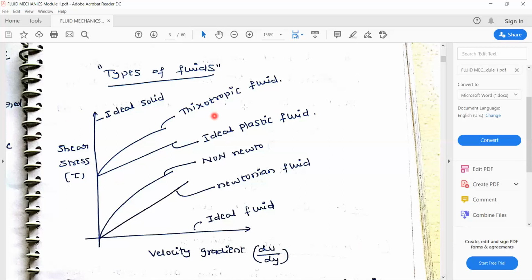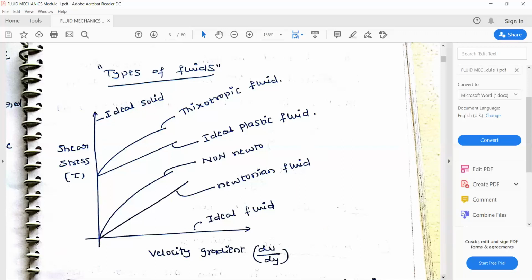That is thixotropic fluid. And what is ideal solid? You can observe here. Ideal solid means it will not move. If you apply any shear stress, there is no movement of the fluid. That means velocity gradient is zero. That's why this will come on this line. That is ideal solids.